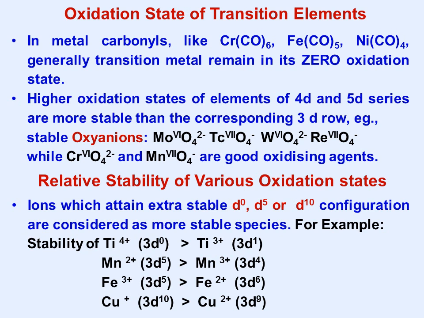In the same way, the ferric cation having d5 configuration is supposed to be more stable than the ferrous species, which has 3d6 electronic configuration. In the same way, the copper monocation, that means cuprous ion, is comparatively more stable than its dipositive cation having d9 configuration. So these are some interesting trends found in the study of oxidation states of transition metal elements.